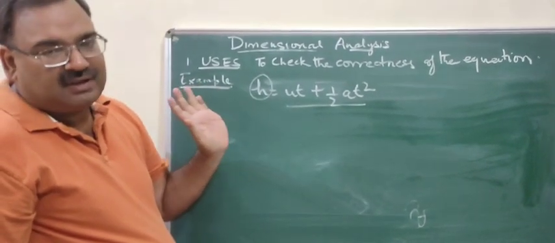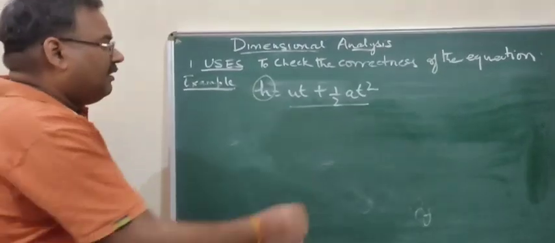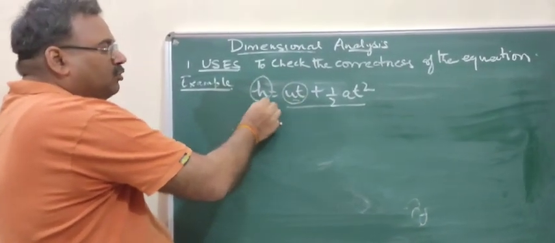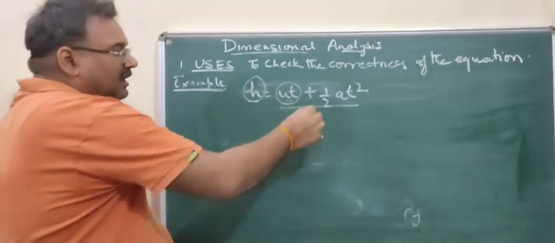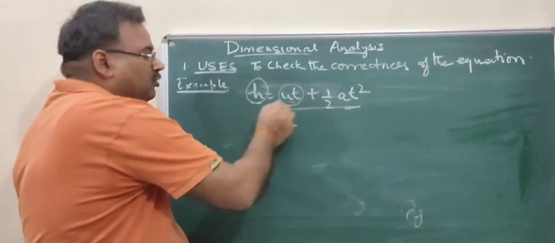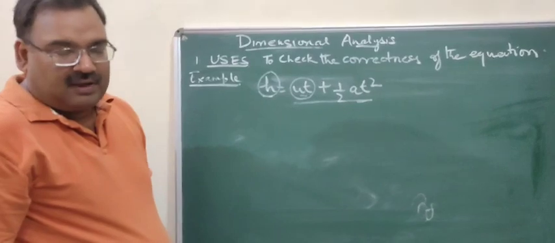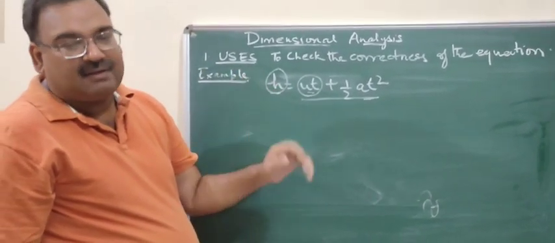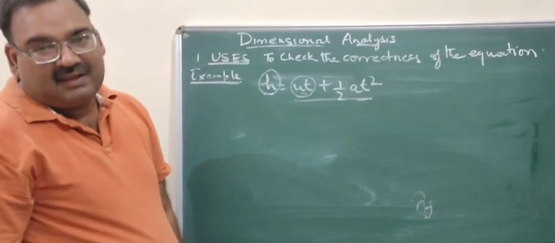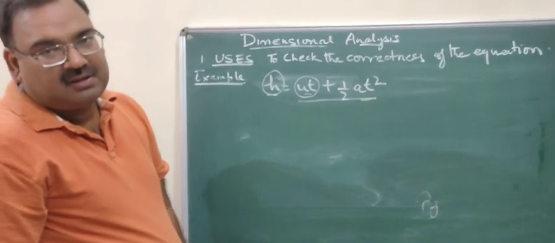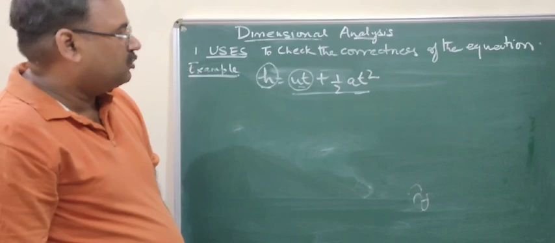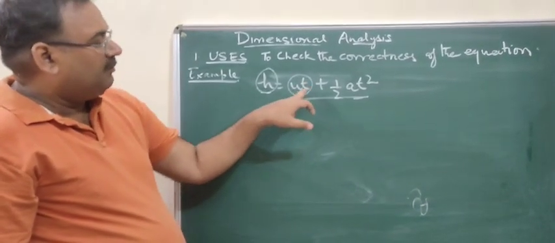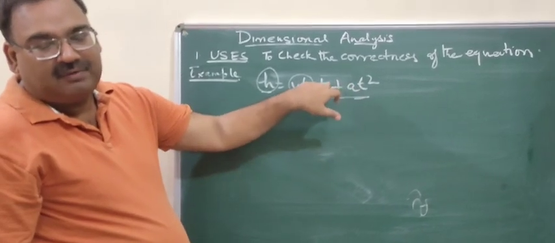We are checking the correctness of the equation. The dimension of ut should be equal to h separately, and the dimension of at square should be equal to h. When the variables in an expression are separated by plus and minus, then each variable or combination of variables should be equal to the left hand side. Means ut plus half at square. So in between there is plus.